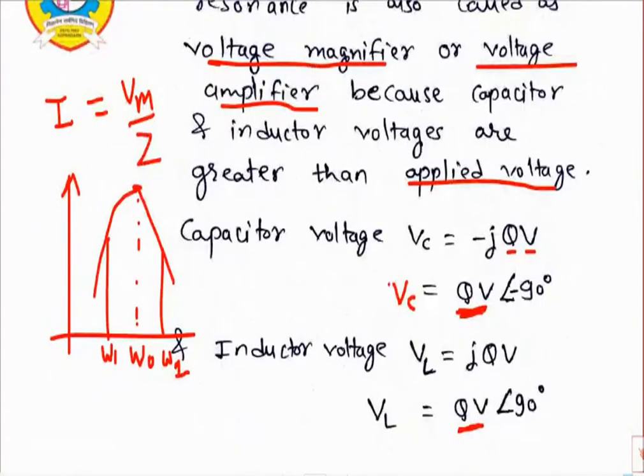And capacitor voltage at resonance is QV angle minus 90 degree. Inductor voltage is QV angle 90 degree. Amplitude is QV.